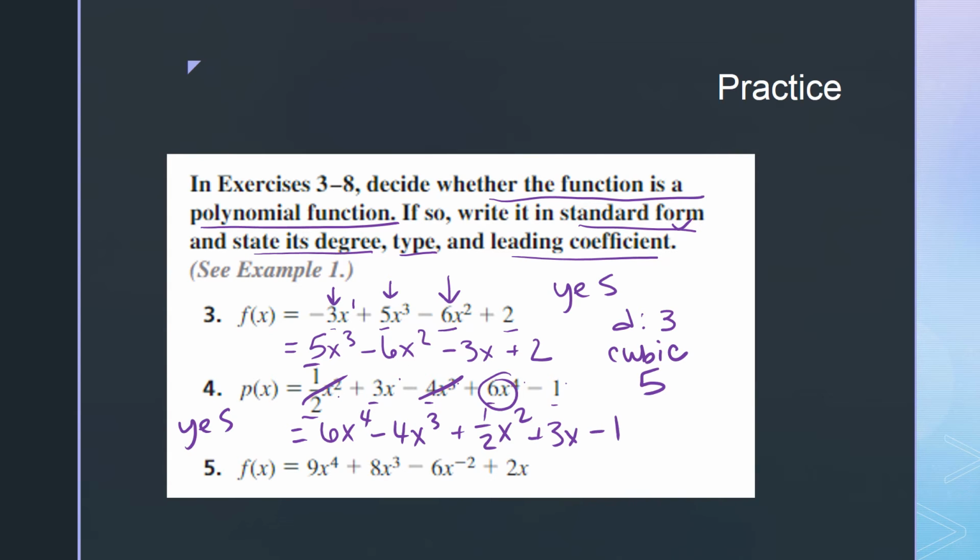Okay, so now the degree in this case is going to be 4. This will be a quartic, and that's the type, and the leading coefficient is 6.